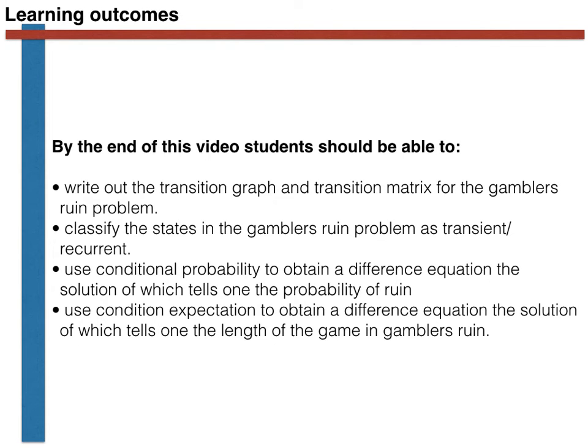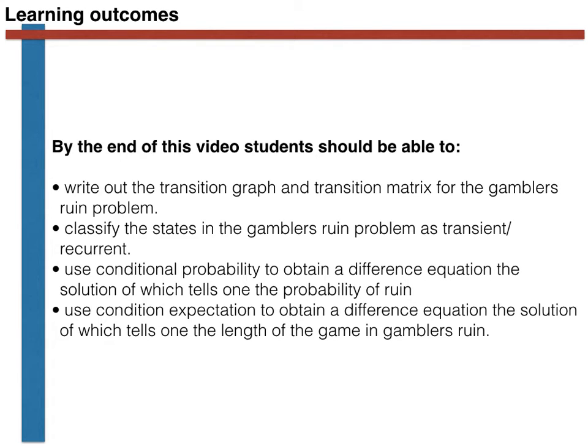As such, by the end of this video, you should be able to write out the transition graph and transition matrix for the gambler's ruin problem, classify the states in the gambler's ruin problem as transient or recurrent, use conditional probability to obtain a difference equation, the solution of which tells one the probability of ruin, and use conditional expectation to obtain a difference equation, the solution of which tells one the length of the game in gambler's ruin.